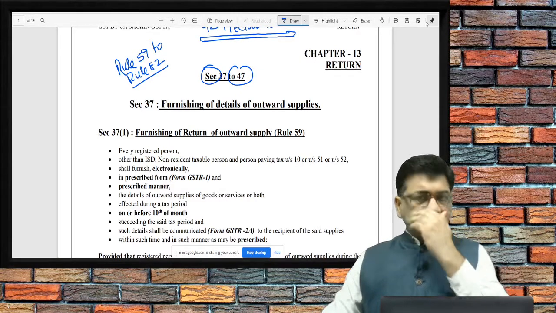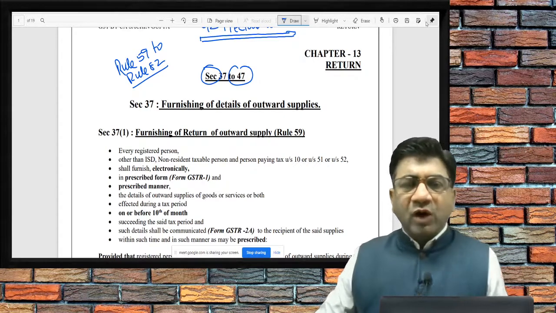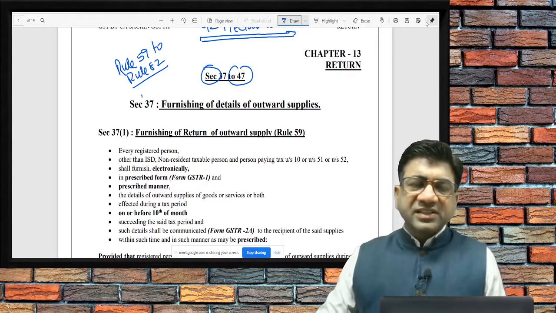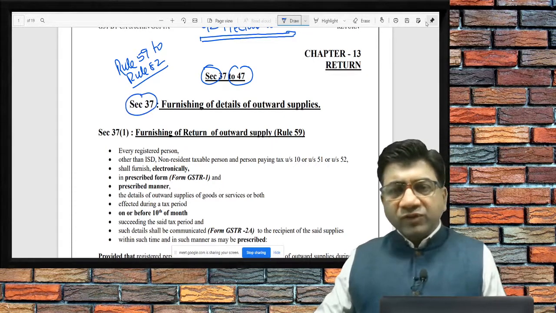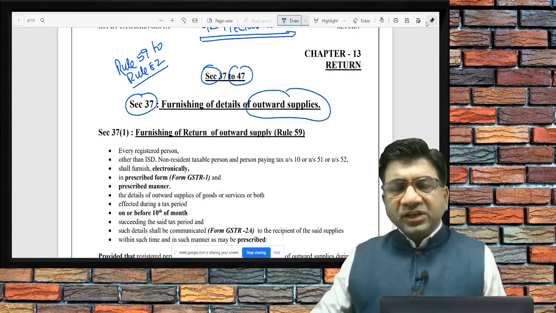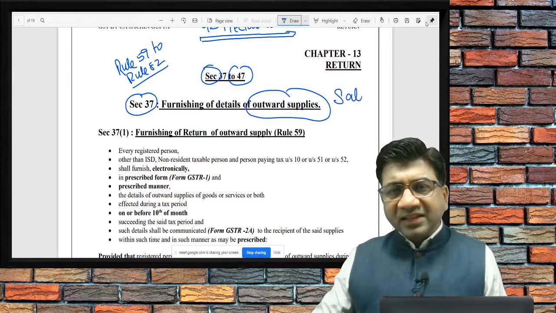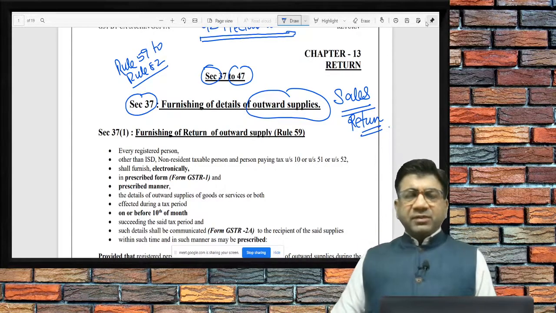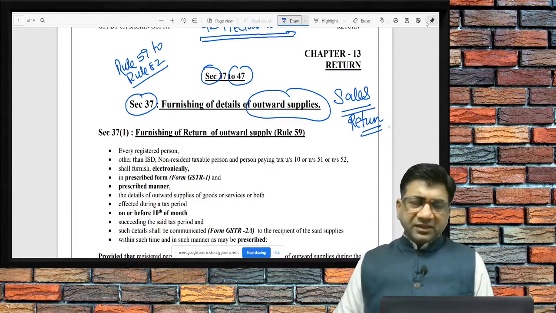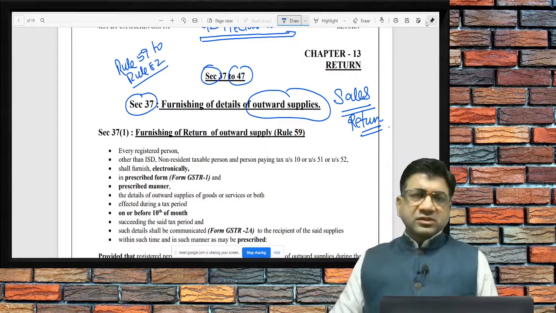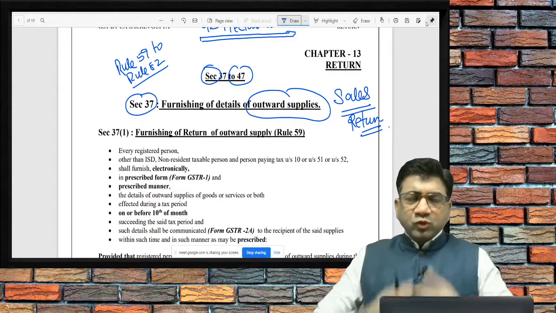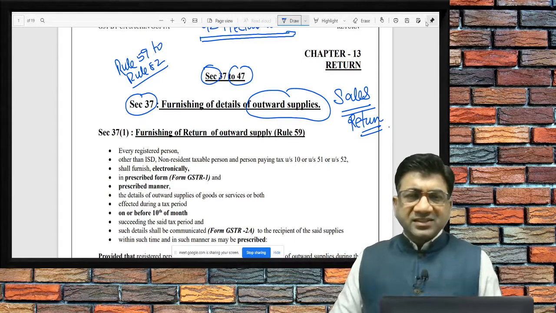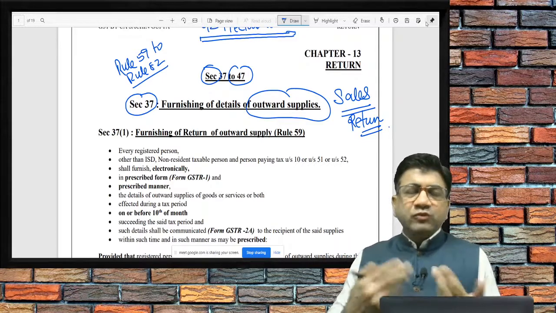Section 37 to 47, furnishing of details of outward supply. Section 37 tells you to file return of outward supply. Outward supply means your supply, your sales return. If you supply goods in a particular month, you need to disclose the invoice number, to whom you have sold, all the details. So this is your outward supplies.